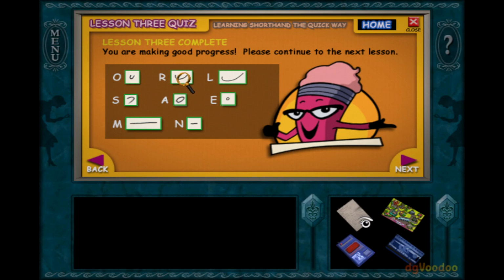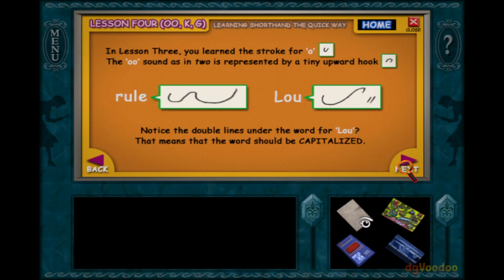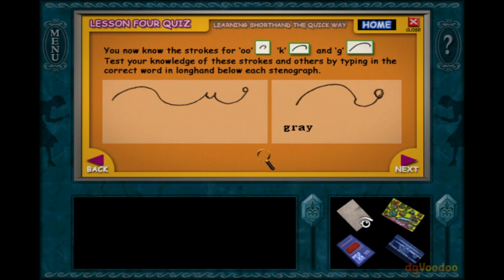Oh, I guess it could be an R, couldn't it? The second. Maybe it's not an L. Maybe it's not glowly. Maybe it's glory? Glory! Right? Aha!